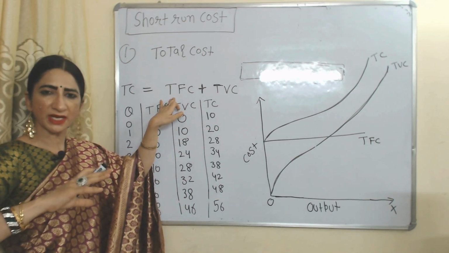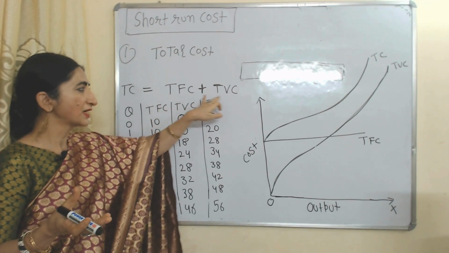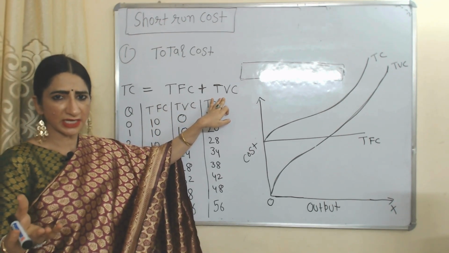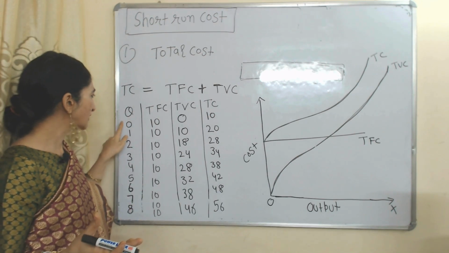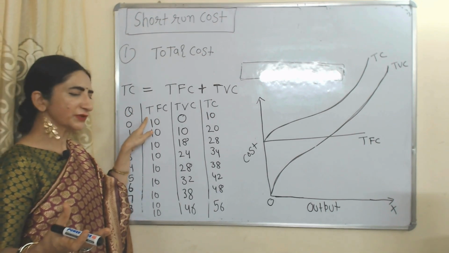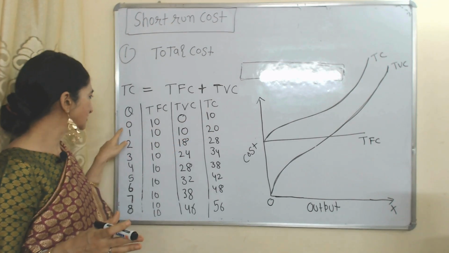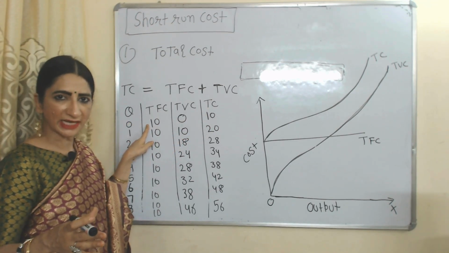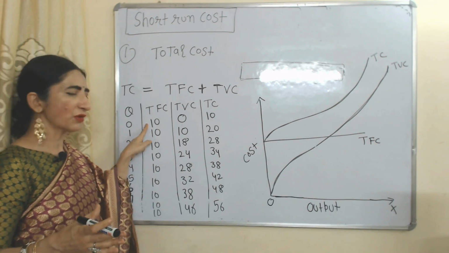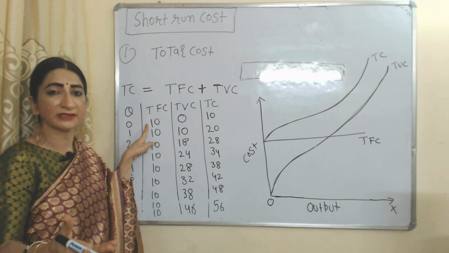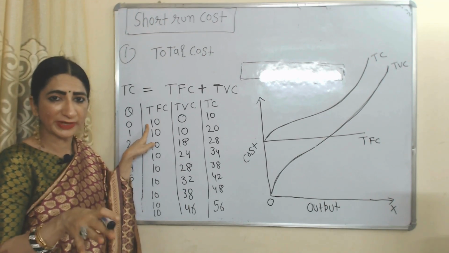Total fixed cost remains constant regardless of output. For example, cost of rent. Total variable cost fluctuates with the change in output. For example, cost of labor, cost of raw material. In the first column we have output, second column TFC, third column TVC, last column TC. At zero output, our TFC is 10 because TFC remains constant regardless of output. Suppose you take one building on rent but haven't started any kind of manufacturing activities, but still you have to pay rent.